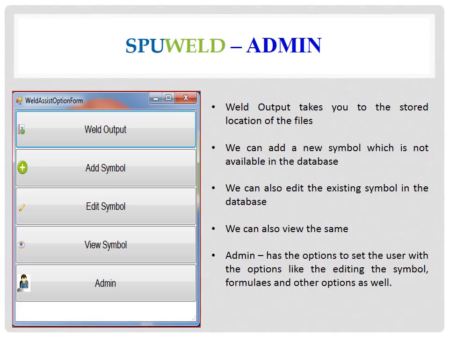Edit gives you the facility to edit the existing symbol in terms of the drawing or in terms of the formula for doing the weld volume calculation. Similarly, if the user does not have the privilege to edit, he has the privilege of seeing the symbol, and hence it's available under View Symbol. And the admin has the entire rights to set the privileges and properties of each logged-in user.